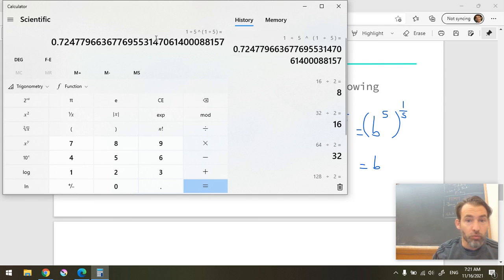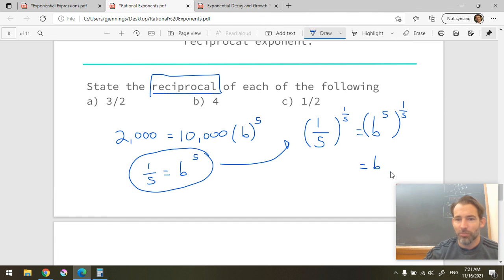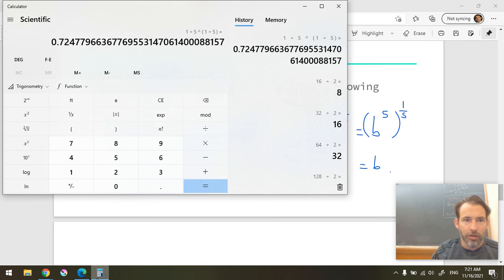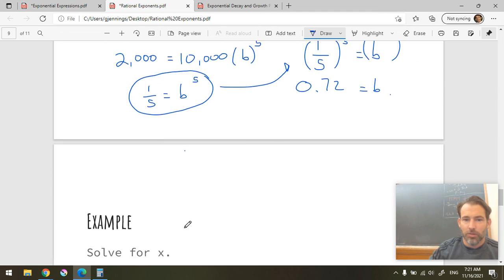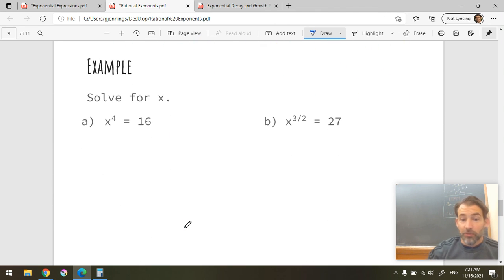If you take this crazy number, multiply it by itself 5 times, you'll get a nice, clean, even 1 over 5. All right. So that is your B. Your B is 0.72 something, something, something. Maybe have a rounding error there. No, I don't even have a rounding error. That's 0.72. Okay. So if I want to solve these for x, I can raise both sides to the power 1/4.